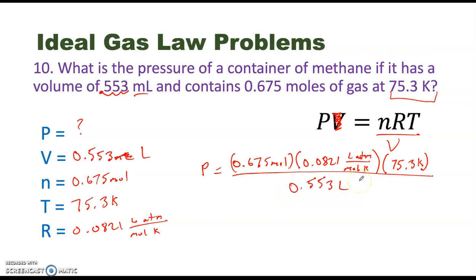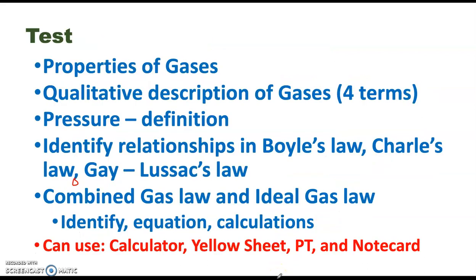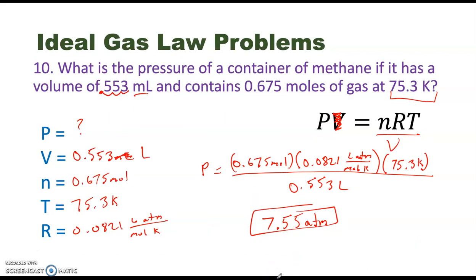0.553 liters. So let's type that in, times 0.0821 times 75.3 divided by 0.553, and we get a pressure of 3. So everything's 3 sig figs, so we'll go 7.55. 55 atmospheres. We'll round that to 3 sig figs. And that's that. And that is the last type of problem.